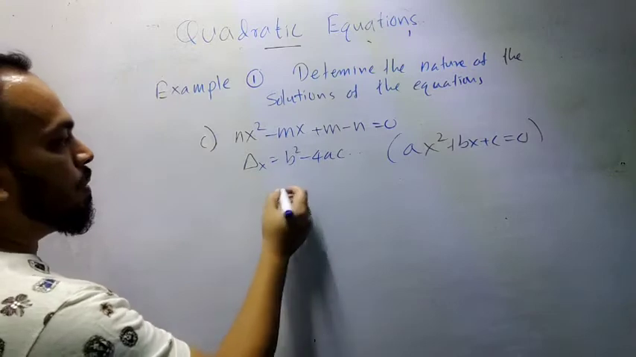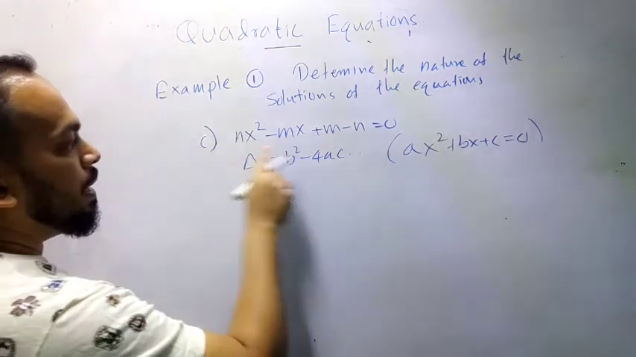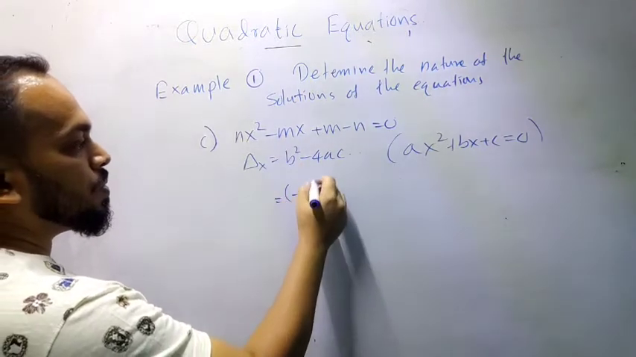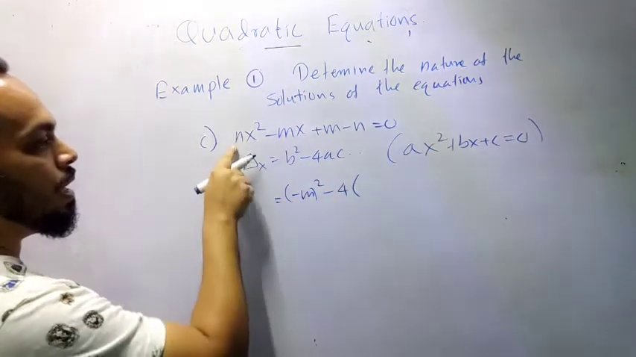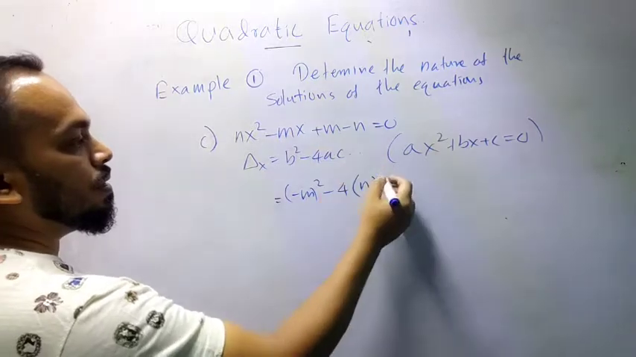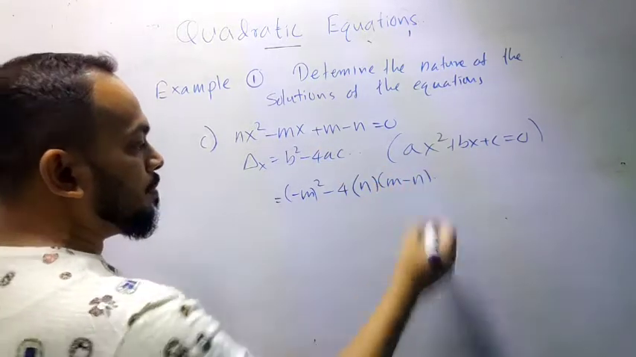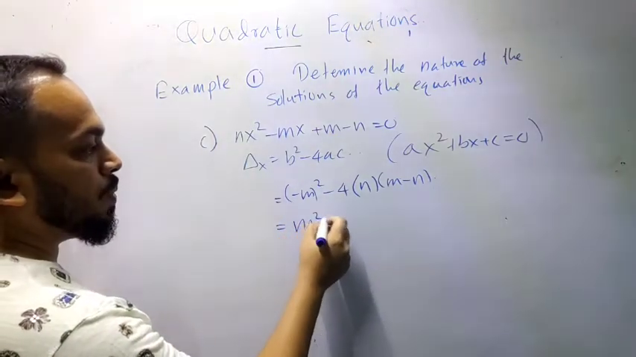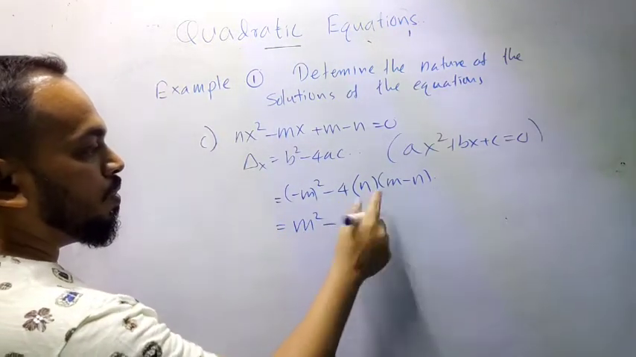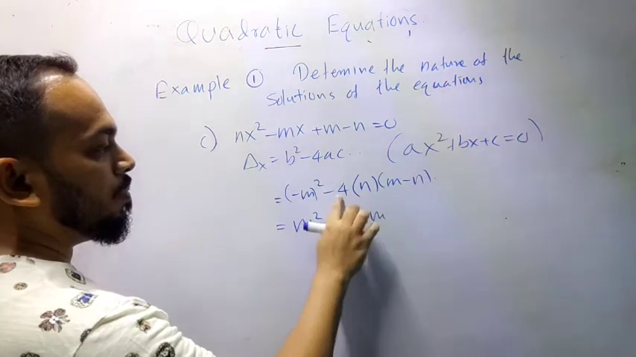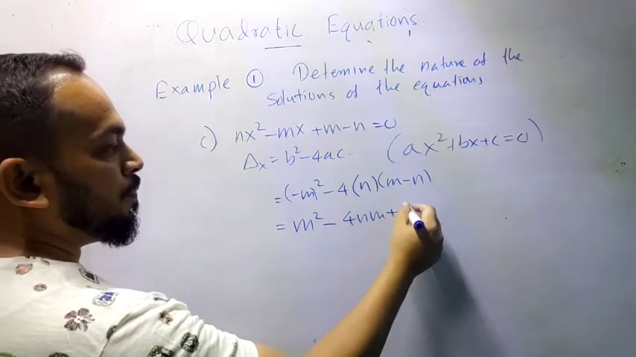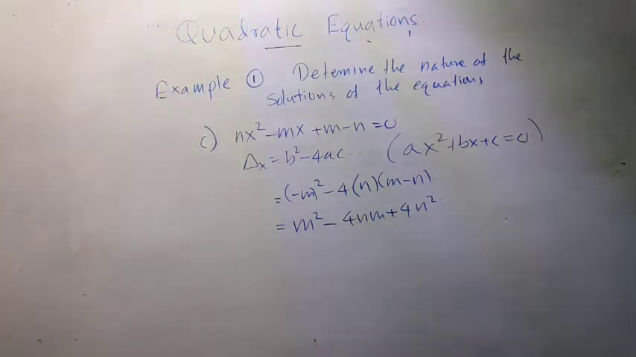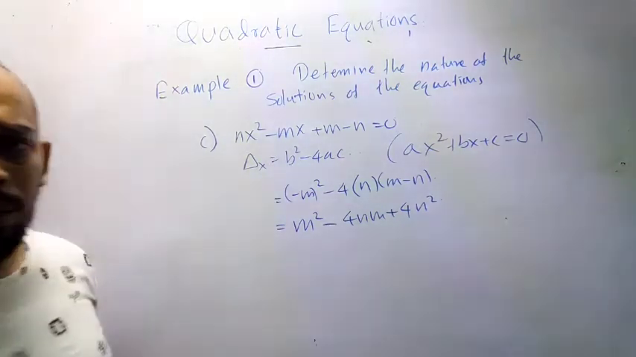So for the discriminant, a in this case is n, b in this case is minus m squared, minus 4 times a, c, m minus n. Right. So what do we have here? m squared minus 4nm plus 4n squared. Now you can see a certain symmetry here.